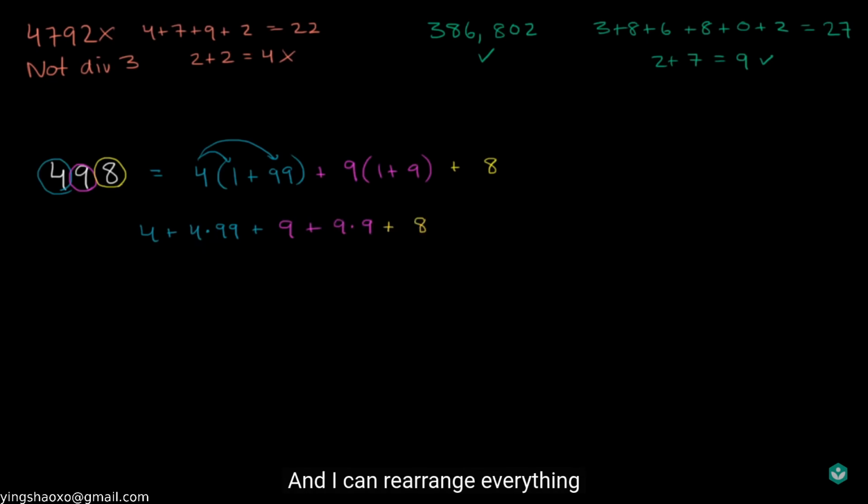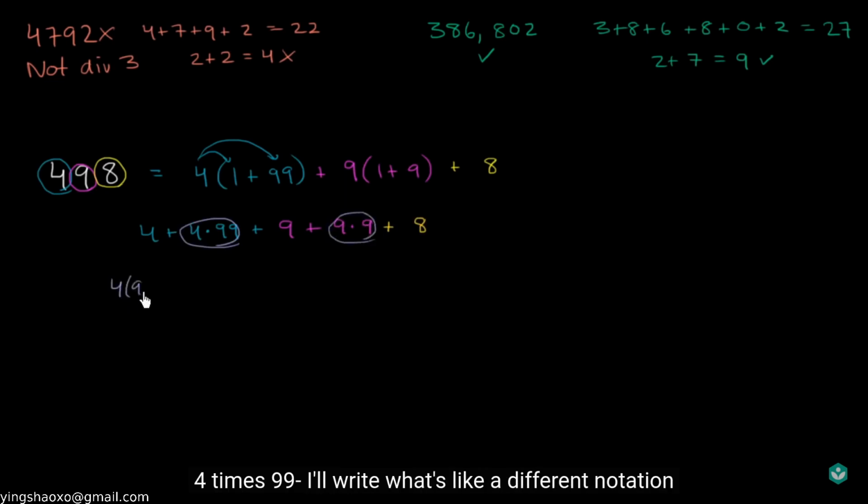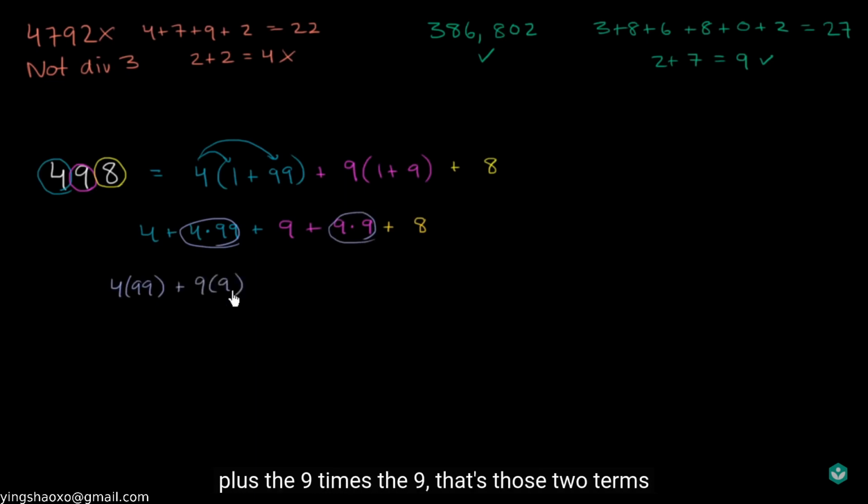And I can rearrange everything. These terms right over here, the 4 times 99, and then the 9 times 9, I can write over here as 4 times 99, with slightly different notation, plus the 9 times 9. That's those two terms. And then we have the plus 4 plus 9 plus 8.